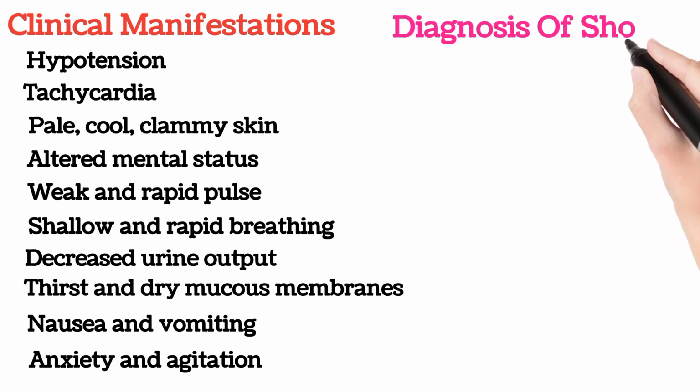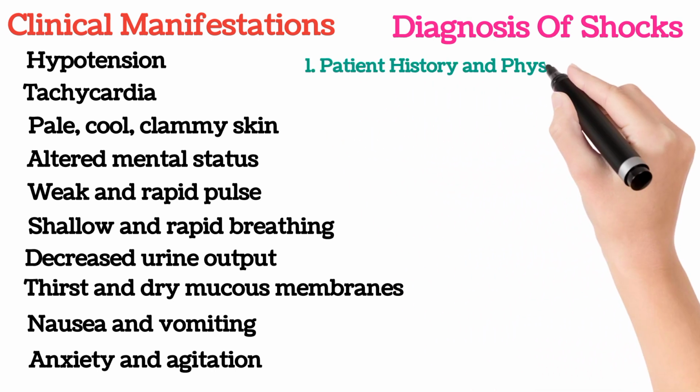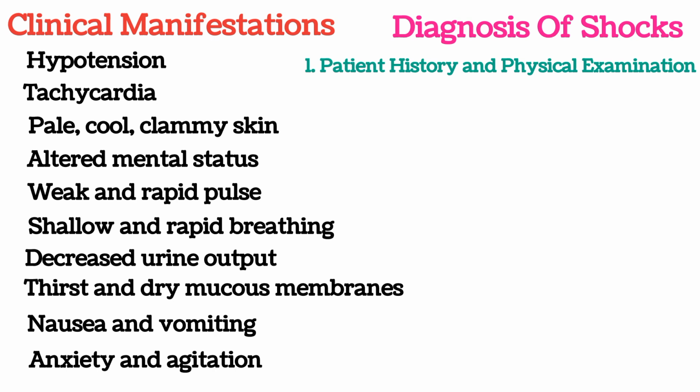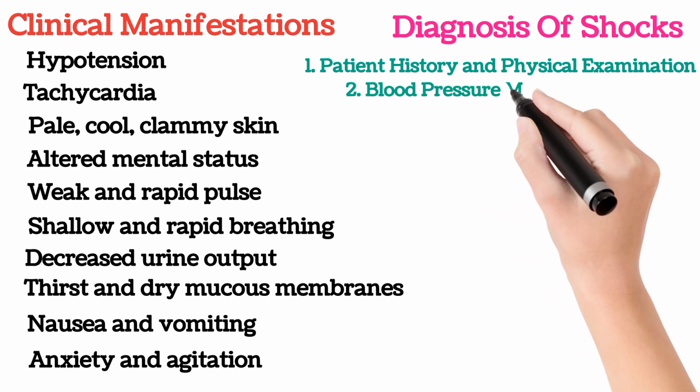Diagnosis of shock. Diagnosing shock involves a combination of clinical assessment, medical history, and various diagnostic tests. Here are key aspects of diagnosing different types of shock. 1. Patient history and physical examination. Gathering information about the patient's medical history, current symptoms, and any potential triggers. Conducting a thorough physical examination to assess vital signs, skin appearance, mental status, and signs of specific organ dysfunction.